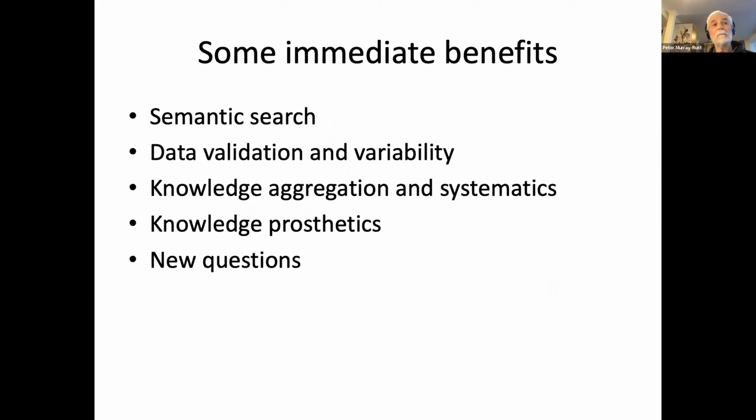So that's it. Here are some of the things I think of values. We can do semantic search. We can validate our data, find out how variable it is. We can do aggregation and systematics. We can do knowledge prosthetics. By that, I mean, if you've got a subject you don't know about, then you can automatically ask the system what a term means, you know, what does MSE mean, and things of that sort. And we can start to ask new questions.